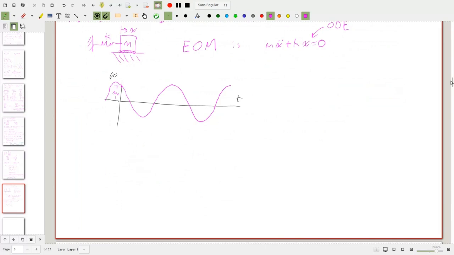So omega n is our natural frequency. How do you get velocity from displacement? You take the derivative. So we want the slope of this line, right? So our velocity is going to be v naught, right?